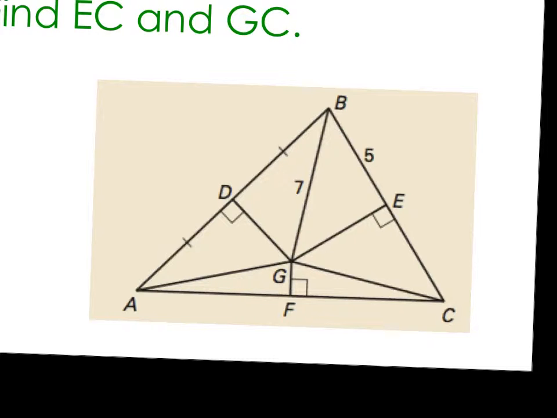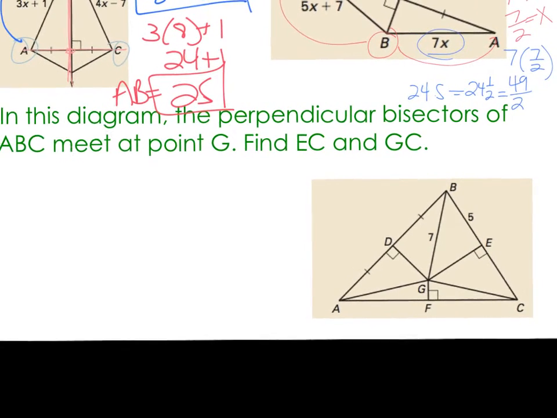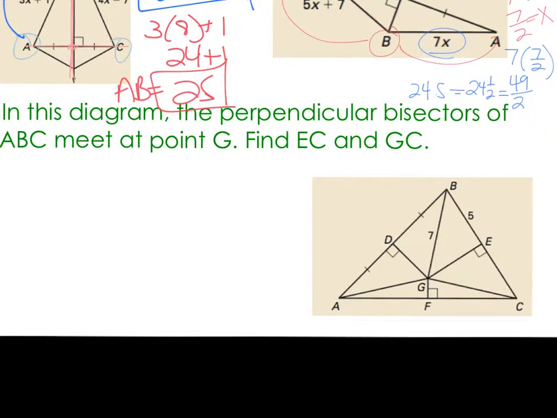Do you see that? Yes? Okay. So then if that's the case, the segments that connect that circumcenter, which is G, to each of the vertices are all congruent. So AG is congruent to GB, which is congruent to GC. Does that make sense? So the directions say find EC and GC. So EC is here. If this is the perpendicular bisector, then what's true about EC? It's equal to BE. So EC is 5.